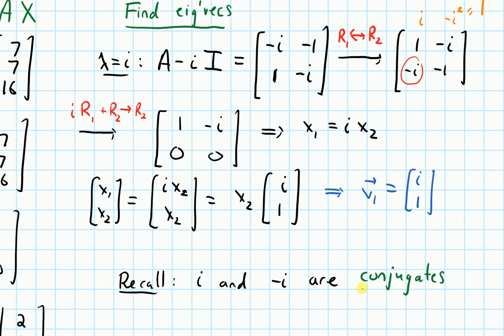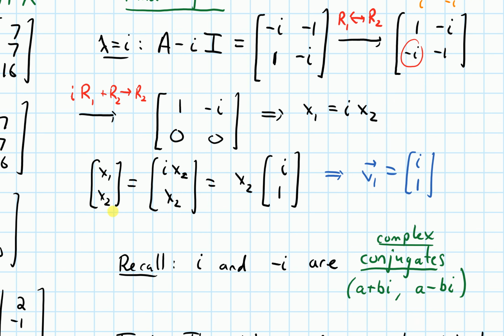Or sometimes we call them complex conjugates. So in general, conjugates are pairs of complex numbers, one that looks like a plus bi, and the other one that looks like a minus bi. So i and negative i are examples of complex conjugates. Usually we'll just call them conjugates though. So here is the key fact.